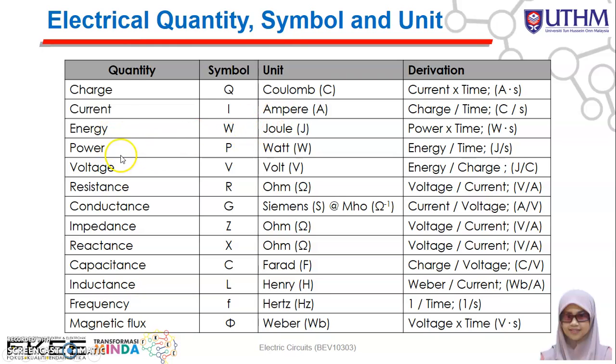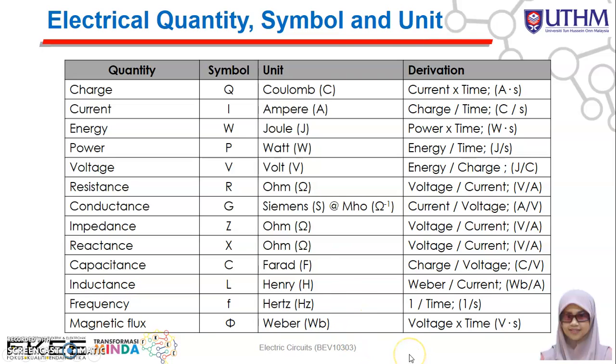Energy we have joule, power we have watt, voltage is volt, resistance we measure in ohm, conductance we measure in Siemens or mho, impedance we measure in ohm, reactance also we measure in ohm, and capacitance we measure in farad, inductance we measure in Henry, frequency we measure in hertz, and magnetic flux we measure in Weber. This is the derivation that you might have a look at by yourself. This is the basic electrical quantity that we must know and understand in order to do the electrical analysis.